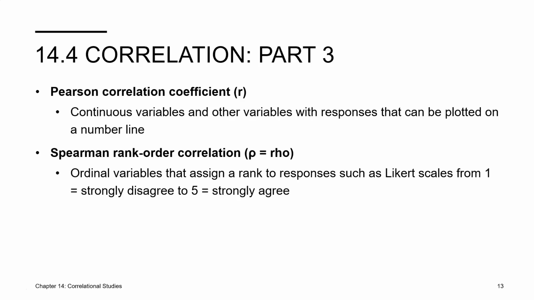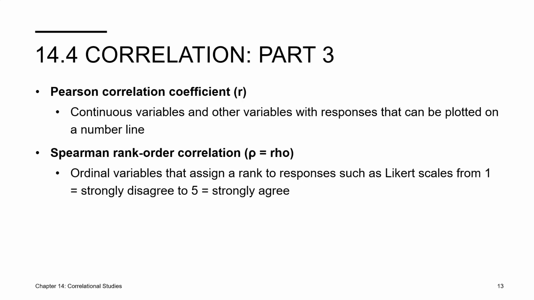There are two different statistical measures that are calculated for correlation. The first one is the Pearson correlation coefficient, and this is used with continuous variables and other variables with responses that can be plotted on a number line.